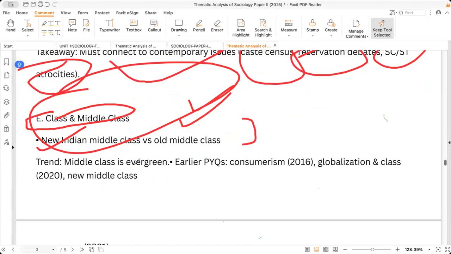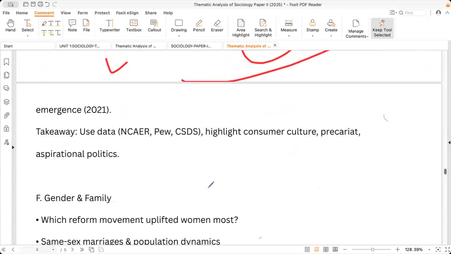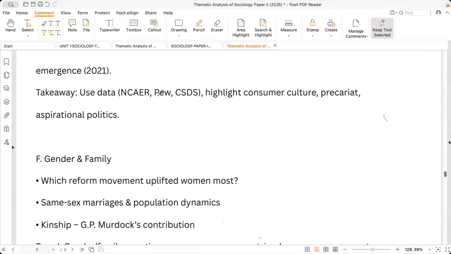Okay, the middle class is evergreen. In earlier PYQs, consumerism also came in 2016, and this is important for next year also. Globalization, class, the new middle class will come again and again. You need to prepare it. Okay? There are some surveys, like the Pew survey. I cover it in the sociology current series also, NCAER, CSDS. They give a lot of things.